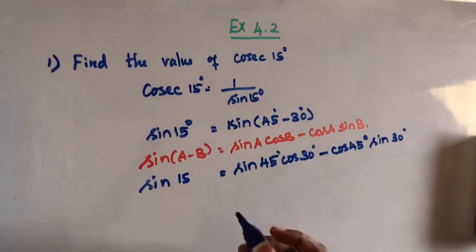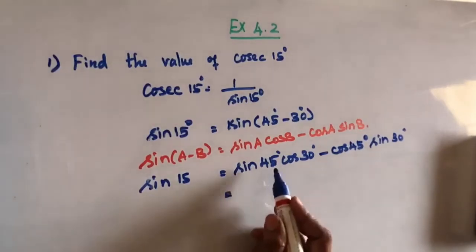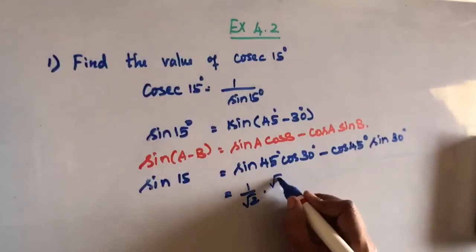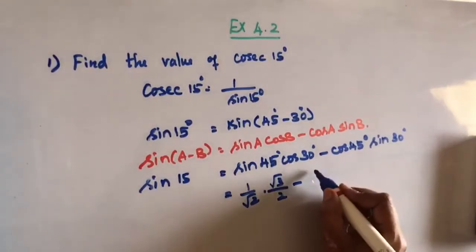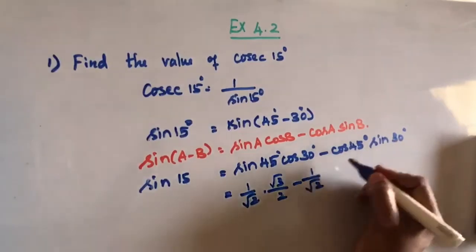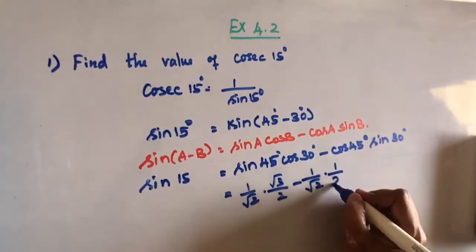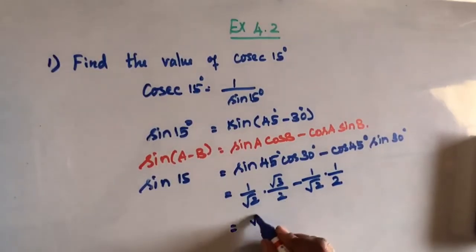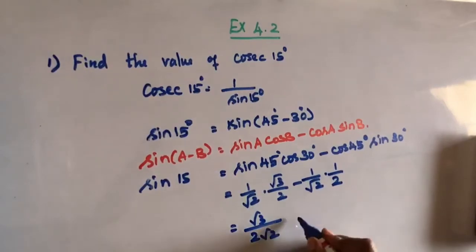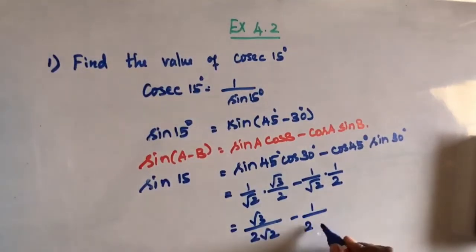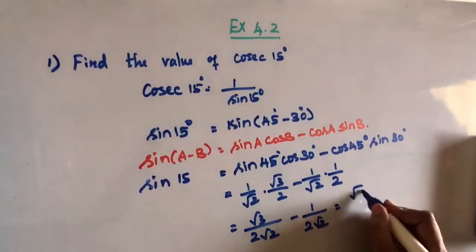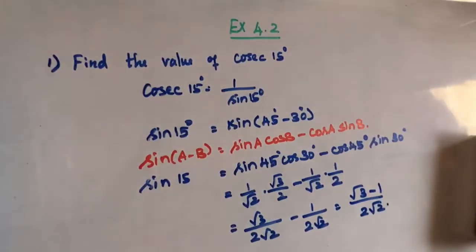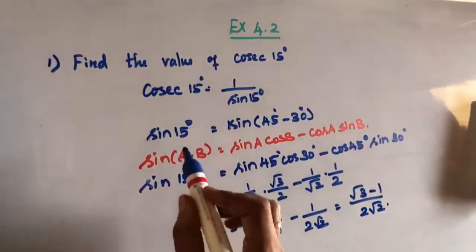You should remember the trigonometric ratios. So, sin 45 is equal to 1 by root 2. Cos 30 is equal to root 3 by 2, minus cos 45 is also 1 by root 2. Sin 30 is 1 by 2. Okay. Now, we can simplify. So, root 3 divided by 2 root 2 minus 1 by 2 root 2. That is equal to root 3 minus 1 divided by 2 root 2. This is the answer for sin 15.